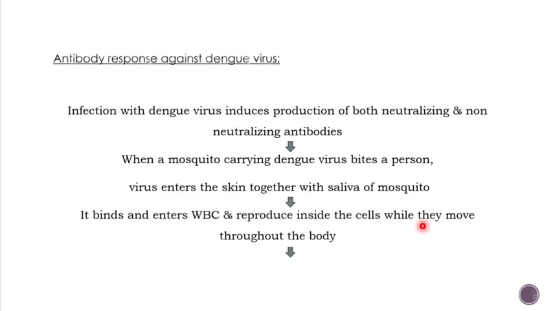Antibody response against dengue virus. Infection with dengue virus induces the production of both neutralizing as well as non-neutralizing antibodies in the host. When a mosquito, that is Aedes aegypti, carrying dengue virus bites a person, the virus enters along with the saliva of the mosquito. It enters primarily into the skin, and after entering the skin, it directly reaches the bloodstream, right? In the bloodstream, it enters the white blood cells and multiplies inside the WBCs, and it moves throughout the body through the bloodstream.